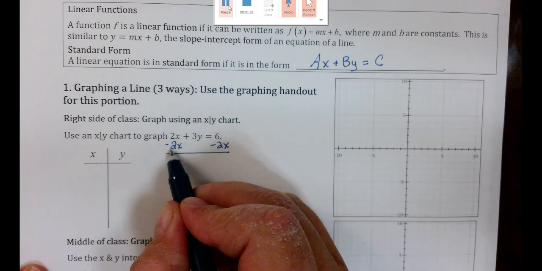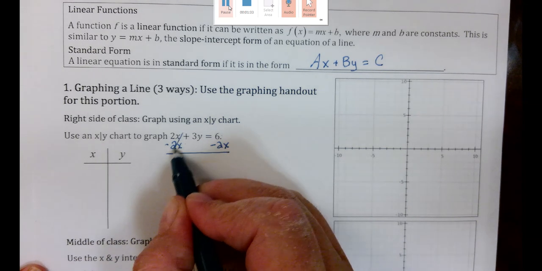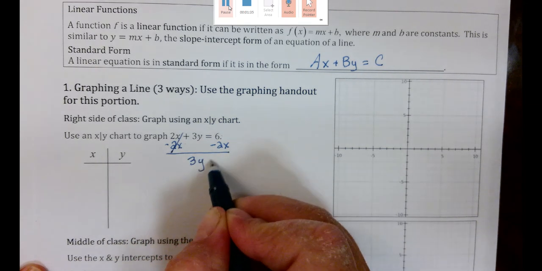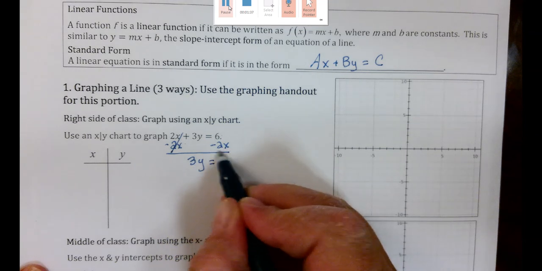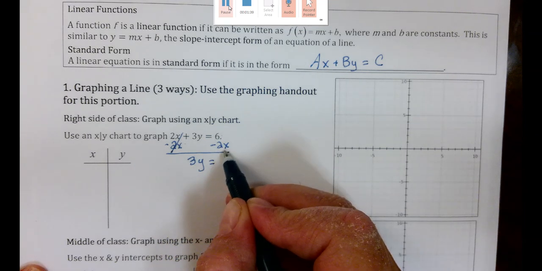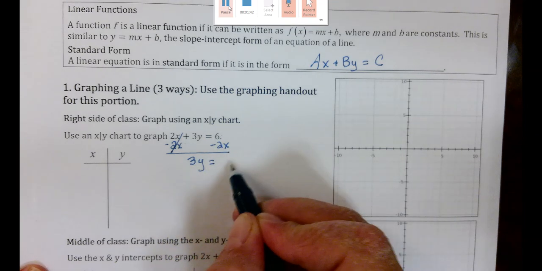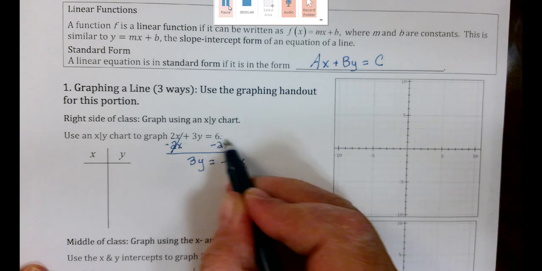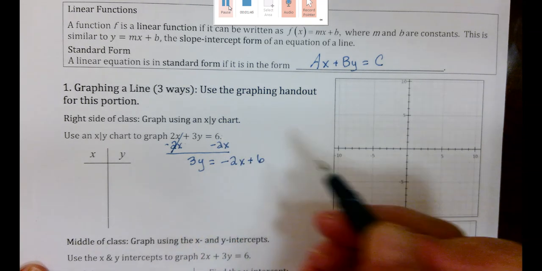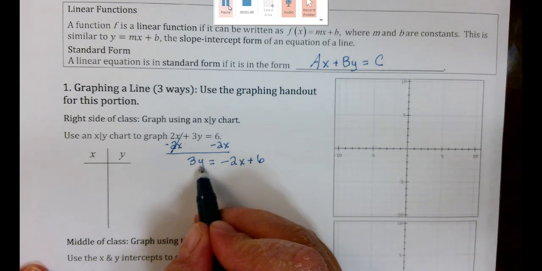Okay, so 2x minus 2x cancels. I have 3y equals, and right here we're going to put this in descending order, so we're going to put the negative 2x first, and then bring down the 6, plus 6. We still need to get rid of the 3. In order to do that, we're going to divide.